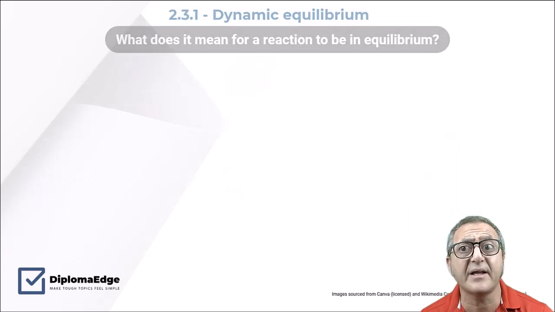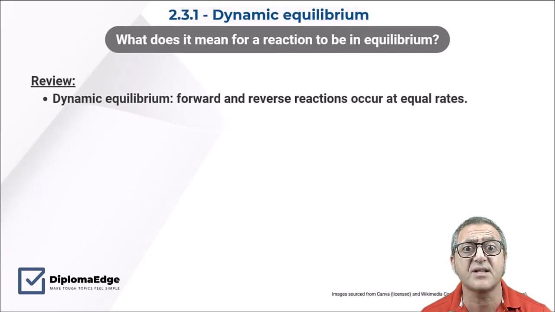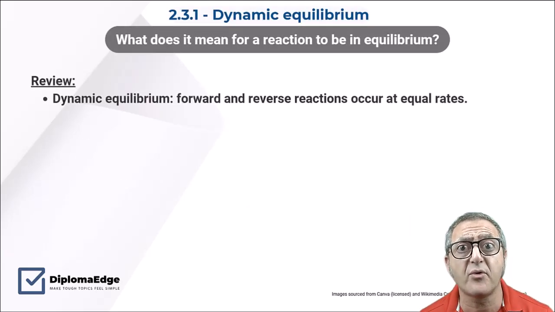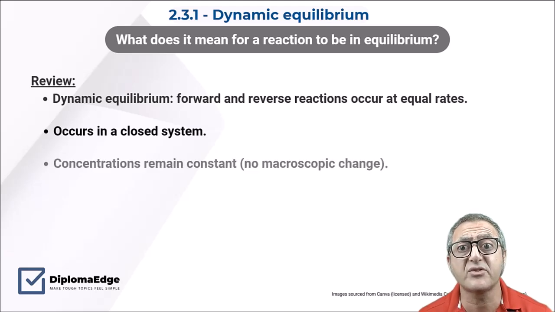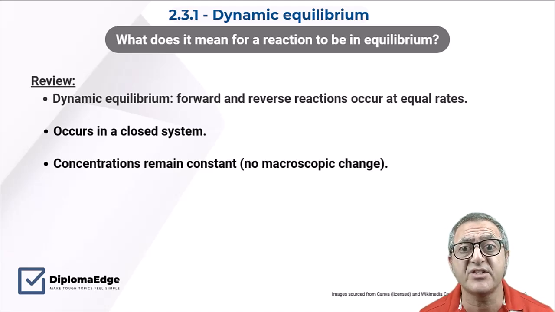We have defined dynamic equilibrium as a moment in a chemical reaction where the forward and reverse reactions occur with the same rate. We have seen that this has to happen in a closed system where matter is not exchanged in and out of the system. We have seen that the concentrations at equilibrium remain constant, so there is no change. You cannot observe any changes.